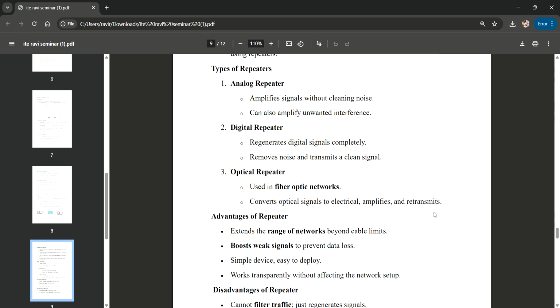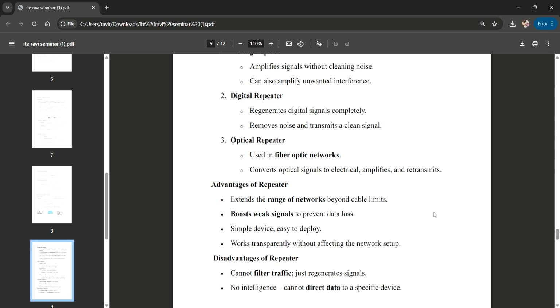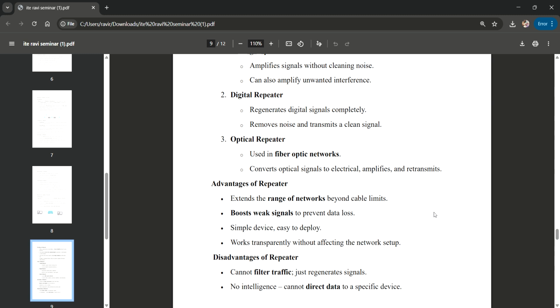So coming to the advantages of a repeater, it extends the range of networks beyond cable limits. It boosts the weak signal to prevent data loss. It is a simple device and it is very easy to deploy and maintain. It works transparently without affecting the network setup.